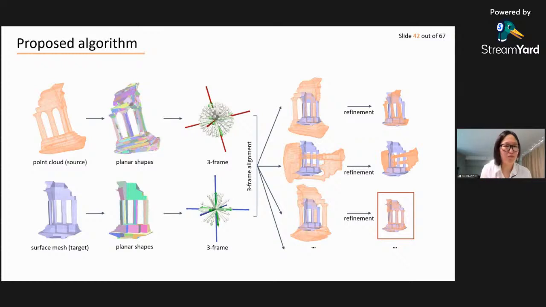So the question comes back to how we would know in advance how well the three frames should be aligned without doing the refinement first. For that, I indeed have no solution. Okay.